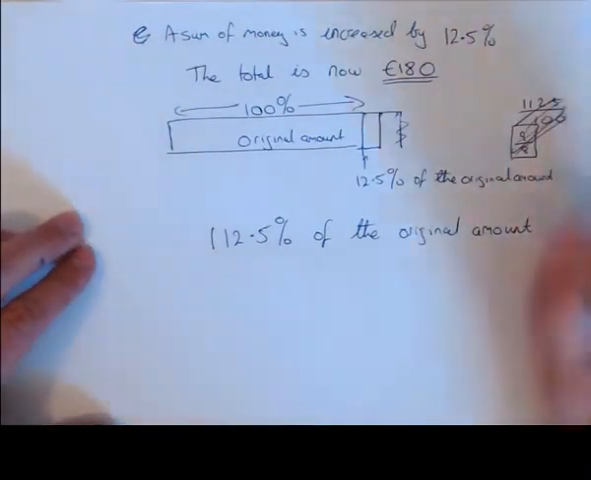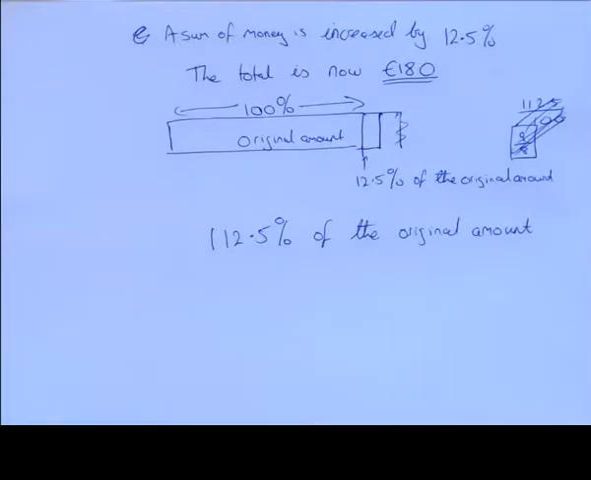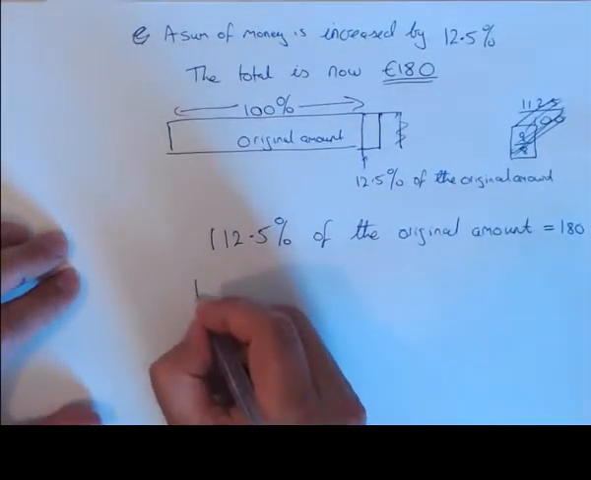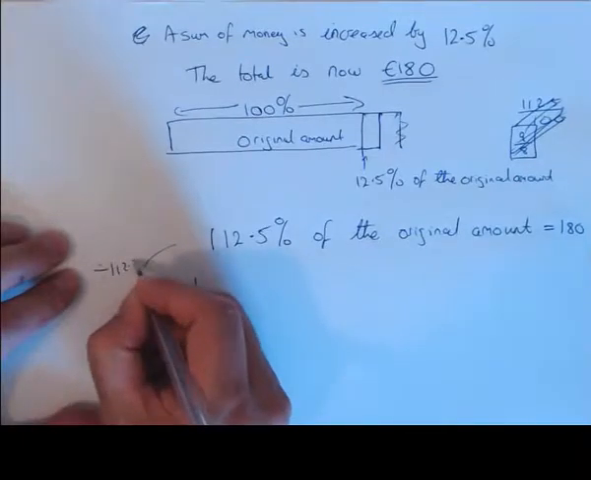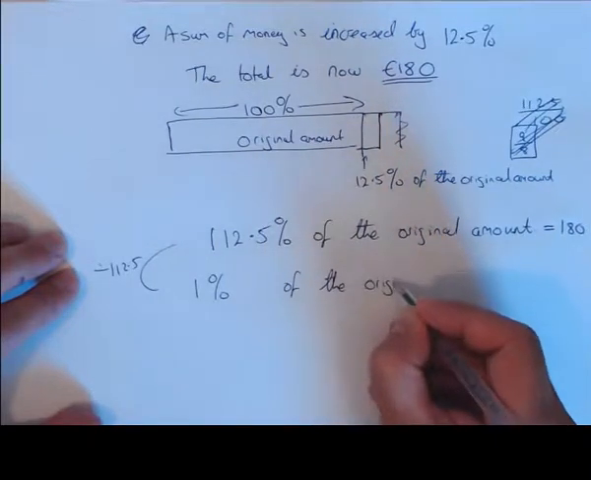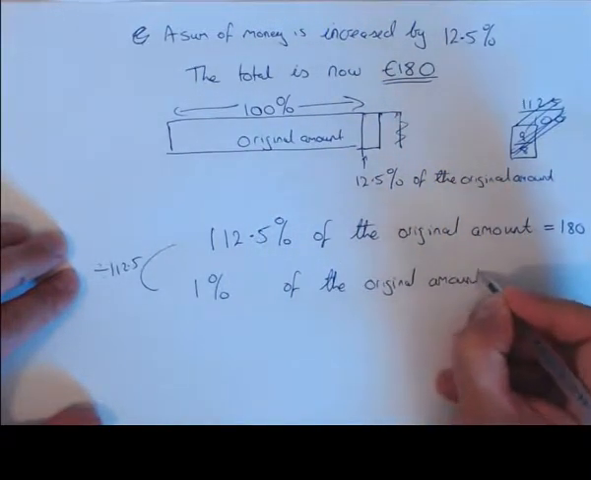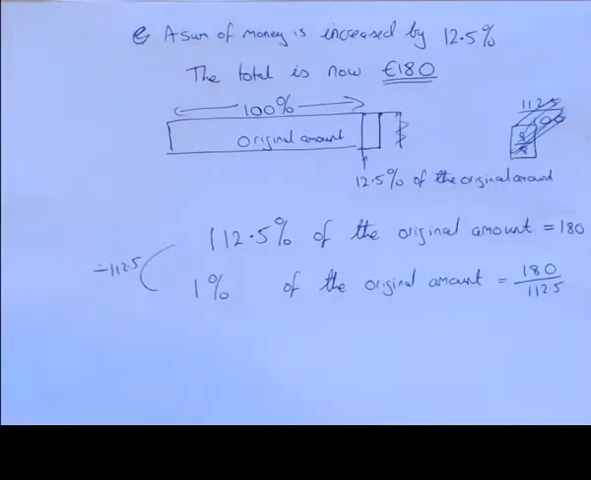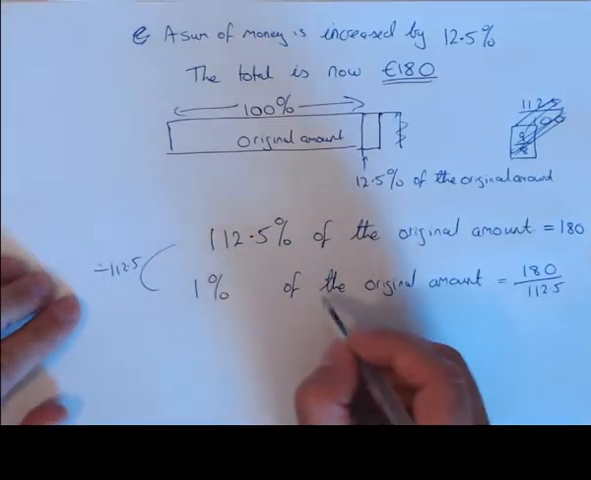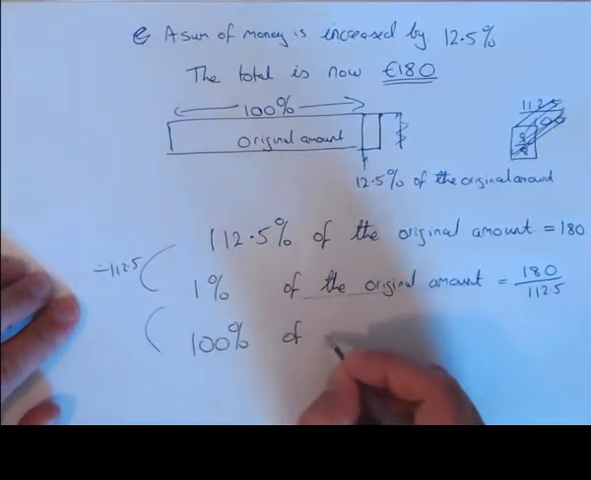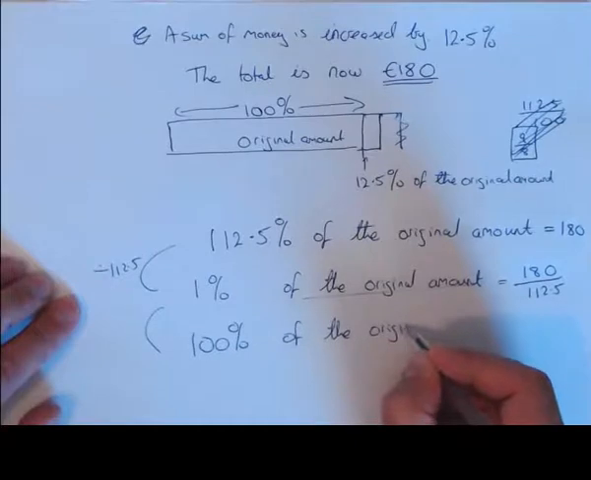But let's not worry about that. We're dealing with percentages. Let's continue to work with percentages. 112.5% of the original amount is equal to €180. Divide by 112.5 to get 1% of the original amount, which will be equal to 180 over 112.5. What do I want? I want the original amount. What is that as a percentage? It's 100% of the original amount.